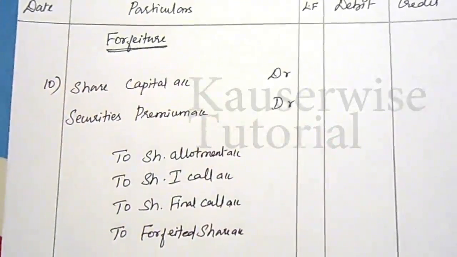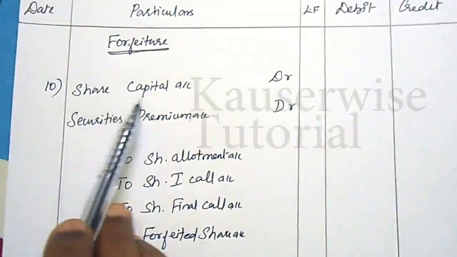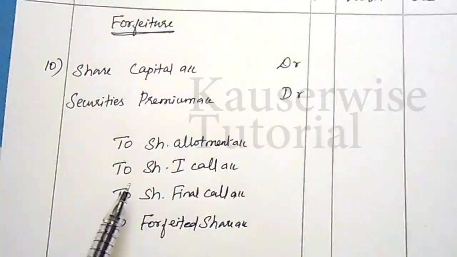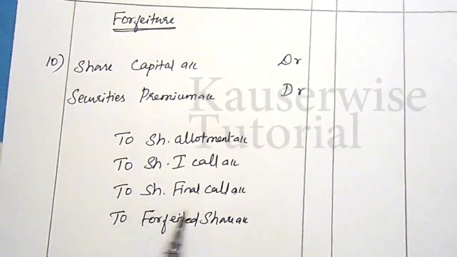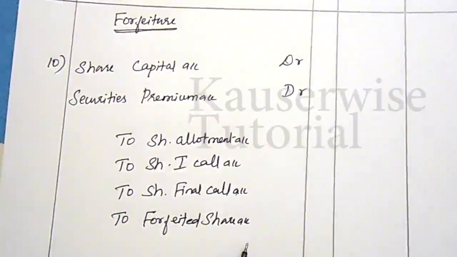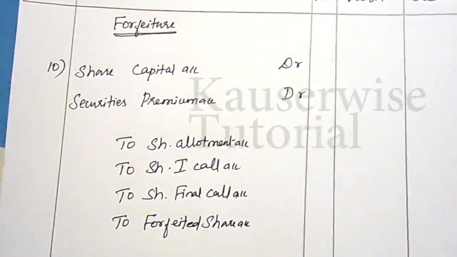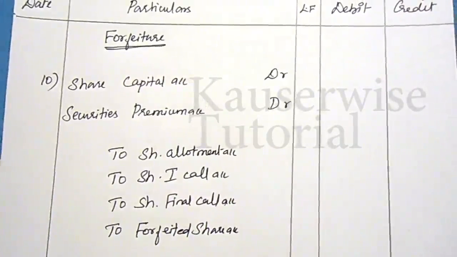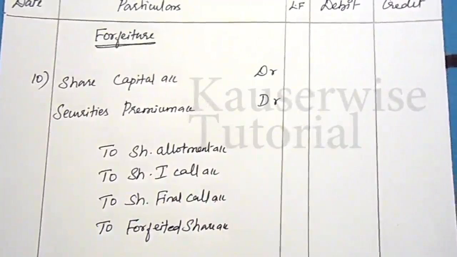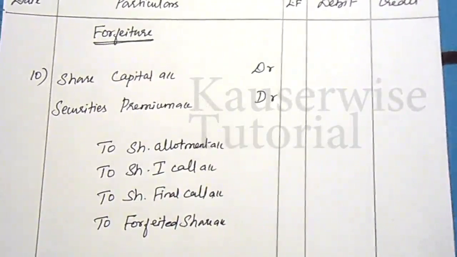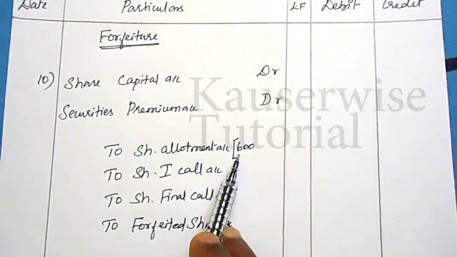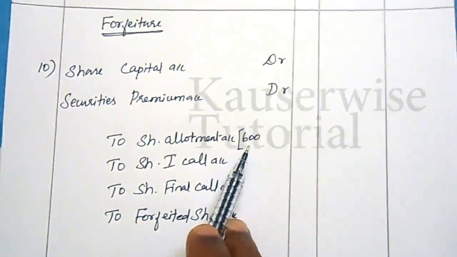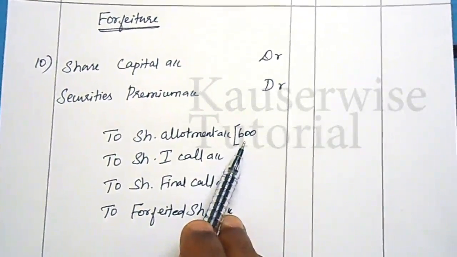According to this problem, entry for forfeiture is share capital account debit, security premium account debit to share allotment account, to share first call account, to share final call account, to forfeiture share. Okay, so this entry is very important for forfeiture. See, when we make forfeiture entry, you have to take what are the items that the shareholder fails to pay. So according to this problem, Jack failed to pay 600 shares on allotment. So you have to record how much amount he has not paid. For that you can refer the working note.